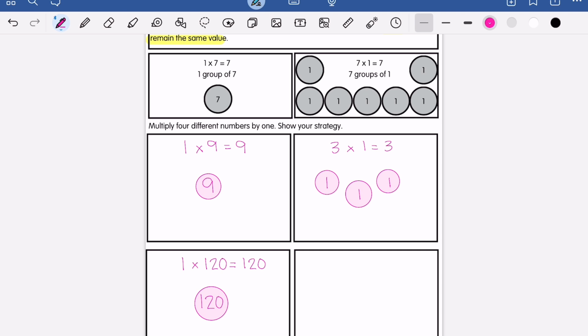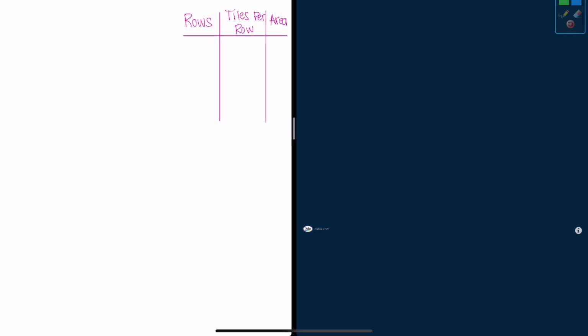Lastly, I would like for you to draw your own model for any number multiplied by 1. When you have completed this, share your model with your neighbor. Now let's move our focus to multiplying by 0. I would like for you to build an area model with 0 rows of 5 tiles. I've noticed that no one is building a model. Why is this the case?